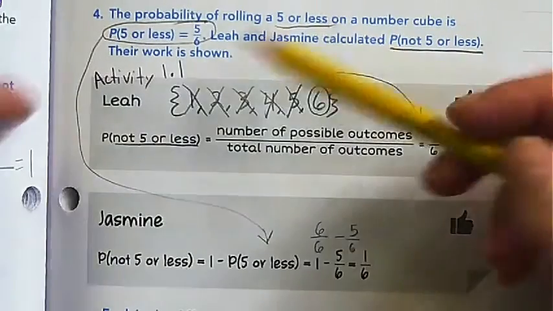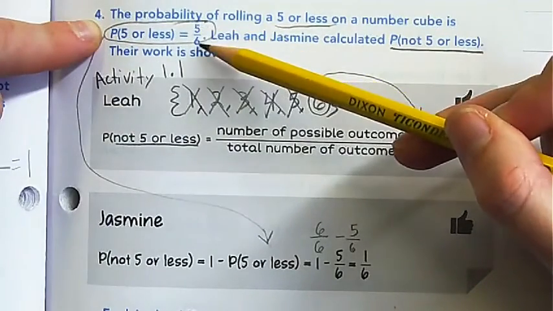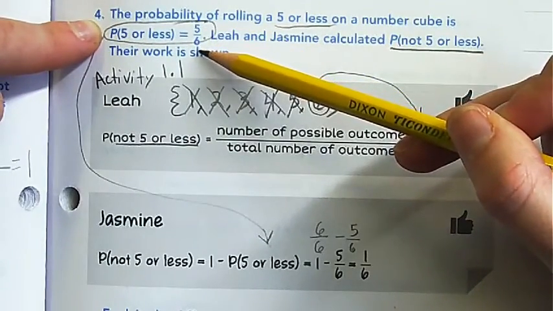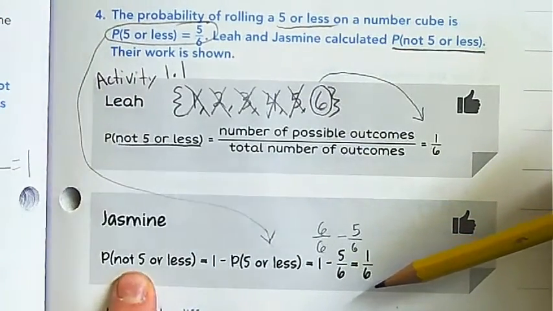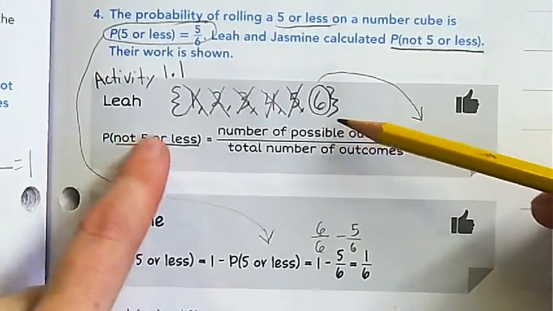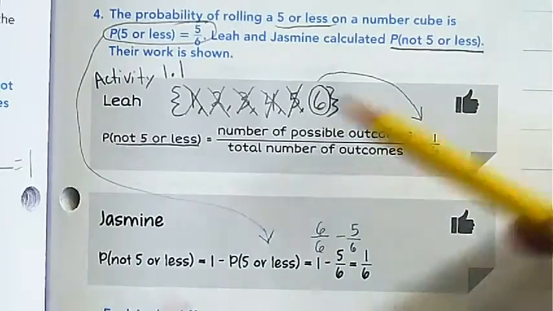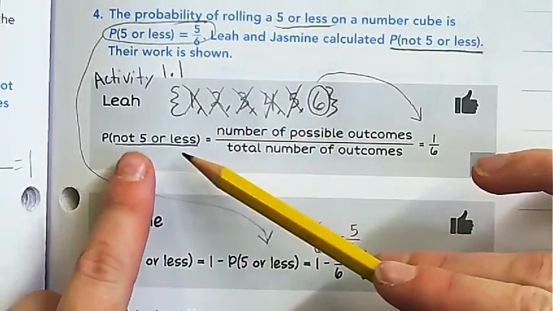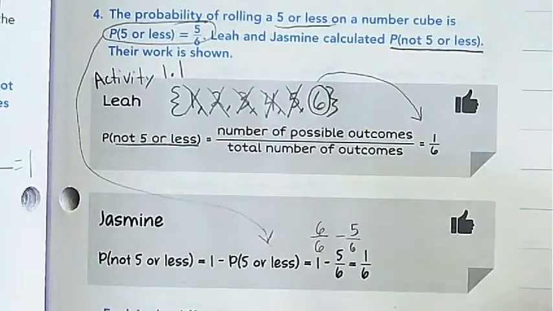Basically what she said was, if the probability of getting 5 or less is 5 out of 6, that only leaves 1 out of 6 for the complement. But you can always do what we did yesterday and what Leah did. Just list out your sample space, cross out the ones that are 5 or less, and use what's left over.